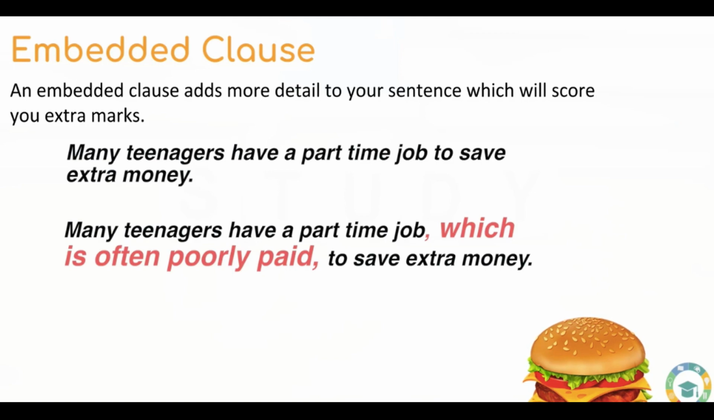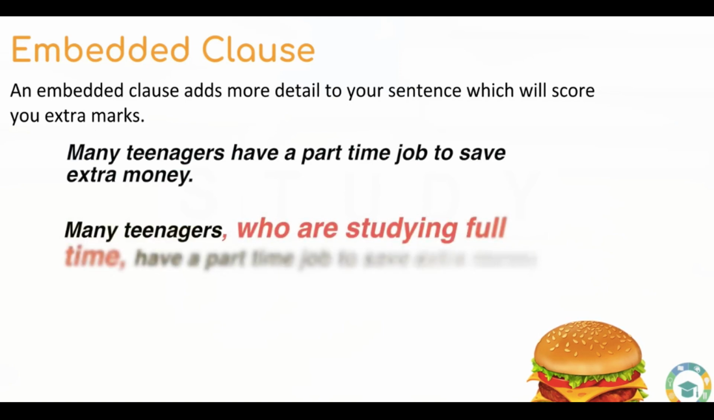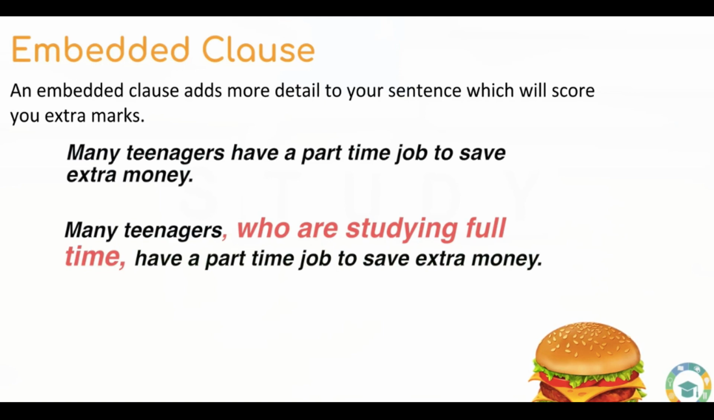Now, because I'm talking about a job, which is an object or thing, I start my embedded clause with which. But if your embedded clause is talking about a person or people, you start it with who. Let's see an example of that now. Many teenagers who are studying full-time have a part-time job to save extra money.